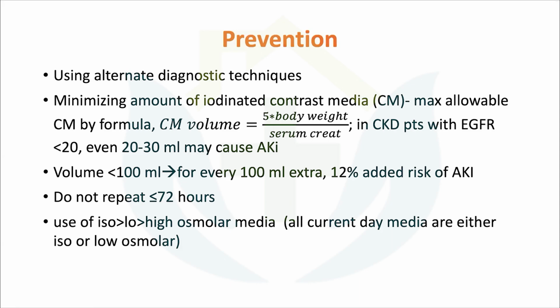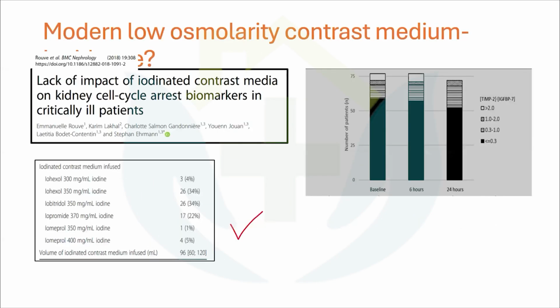If you are using a volume of contrast media less than 100 ml, usually the risk, as I previously mentioned from the risk scoring systems, can range somewhere between 1% to 30%. But for every 100 ml over and above the first 100 ml, it adds around 12% extra risk. But seldom do we use a higher contrast volume, and most of the time a lower volume of 60 to 80 ml is sufficient for most studies. So we seldom go to that extent. And do not repeat within 3 days, and use of iso-osmolar or low-osmolar contrast is obviously preferred.